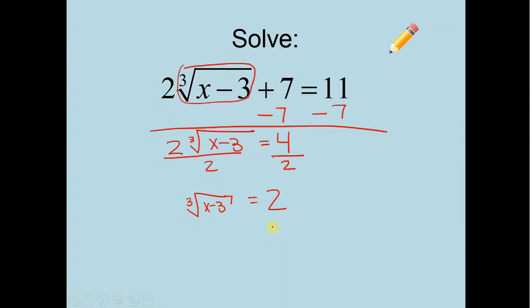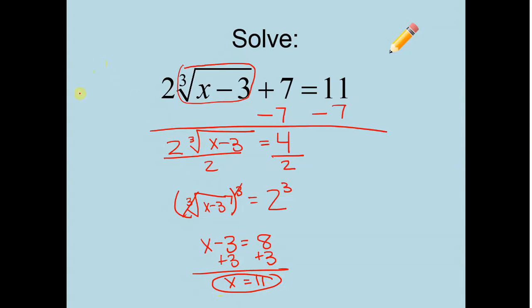That is a 2. Now, this 3 and this x are underneath the radical, so we can't touch them until we cube both sides. So we're now going to have x minus 3 on that side. 2 cubed is 8. Add 3. x equals 11.